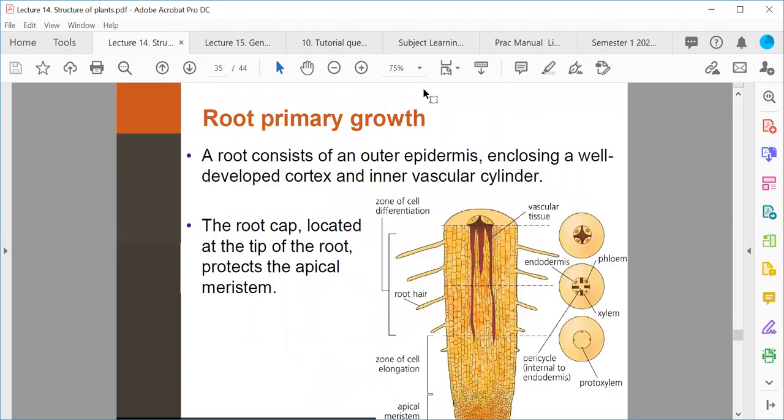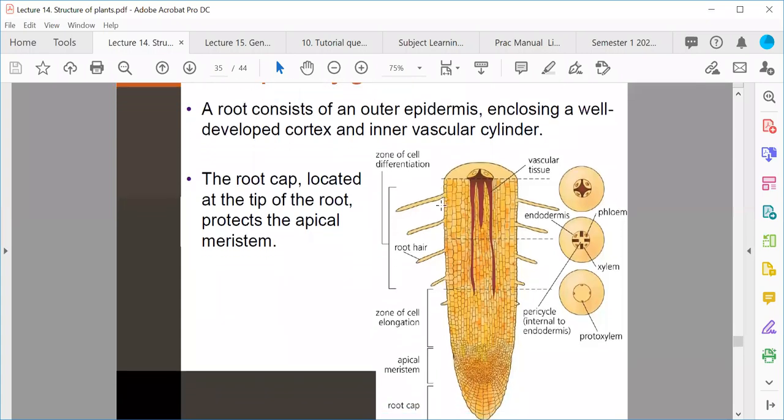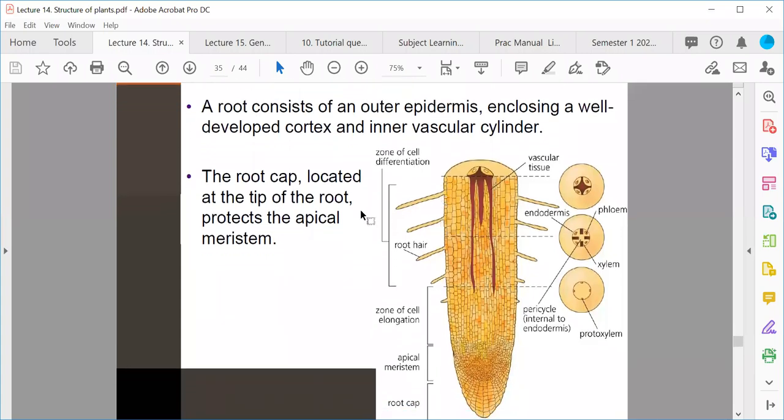So let's have a look at root growth, or rather the anatomy of roots a little bit more closely. All right, can I move this up? Oh, here we go. Oh, a little bit too far. All right, I'll just leave it there.